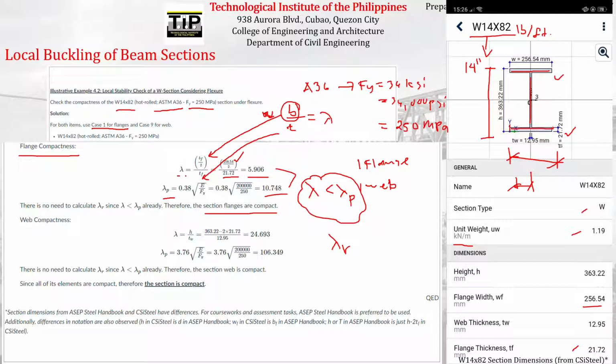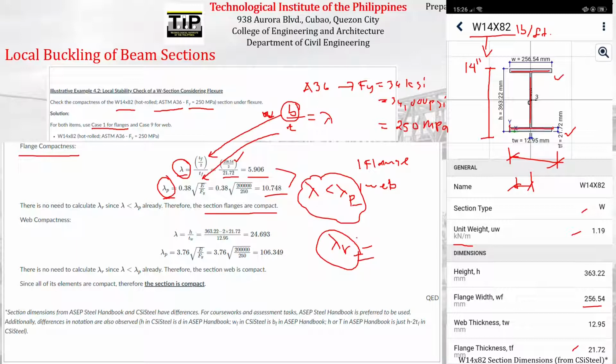If ever the lambda that we have computed is larger than lambda p, that's the time that we have to compute also for lambda r. Simply because lambda might be in between lambda p and lambda r or greater than lambda r. Okay, that's the time that you will need to check for lambda r, if the width thickness ratio that you have computed is larger than lambda p. Because when it is larger than lambda p, you're not sure if it is in between or larger than lambda r.